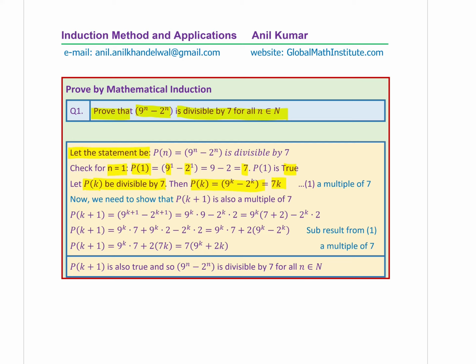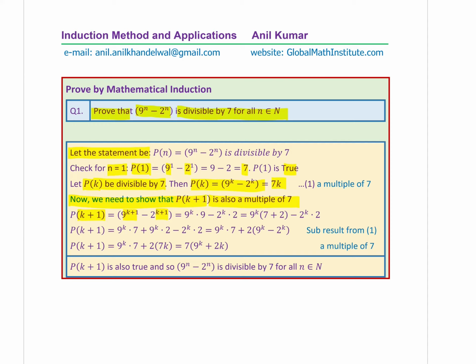So that's kind of tricky, and that is how you have to look into it, correct? Now, what are we supposed to do? We are supposed to check for P of k plus 1, n equals k plus 1. That is what we would like to check. So replace n with k plus 1, and what you get here is 9 to the power of k plus 1 minus 2 to the power of k plus 1.